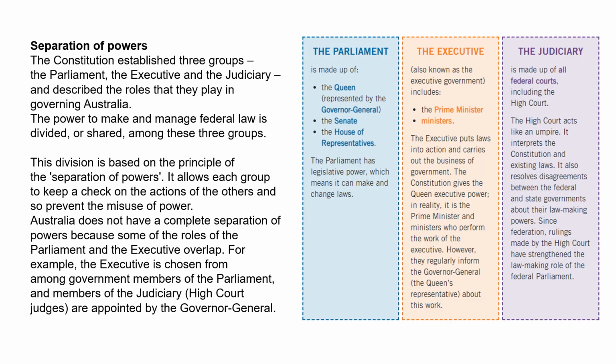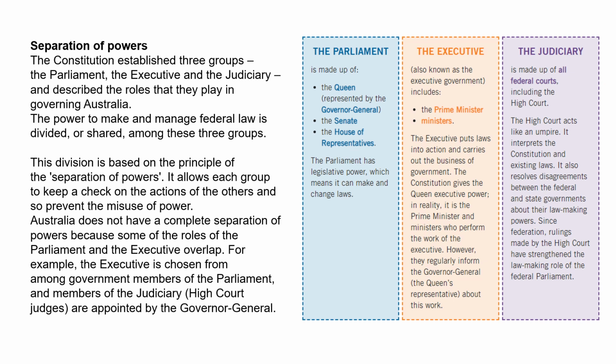The next thing we're going to talk about is the separation of powers. The Constitution established 3 groups: the Parliament, the Executive, and the Judiciary, and described the roles that they play in governing Australia. The power to make and manage federal law is divided or shared among these 3 groups, which you can see on your right-hand side of the screen. This division is based on the principle of the separation of powers. It allows each group to keep a check on the actions of others and so prevent the misuse of power.